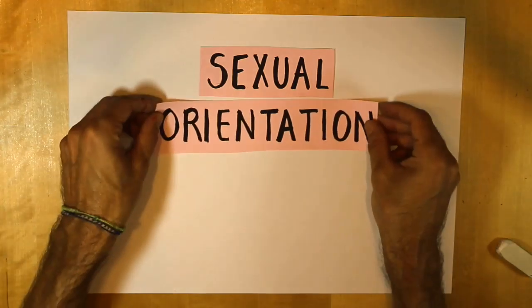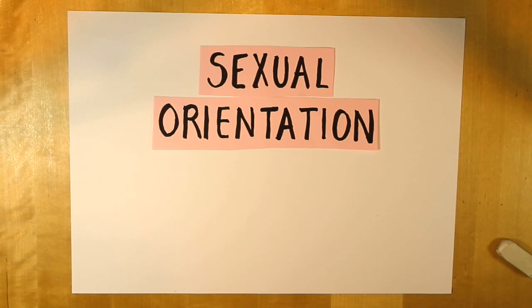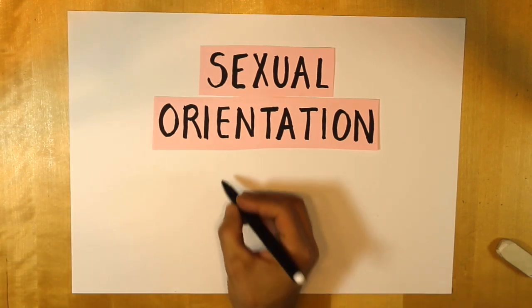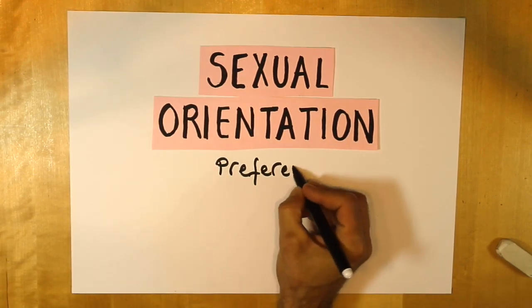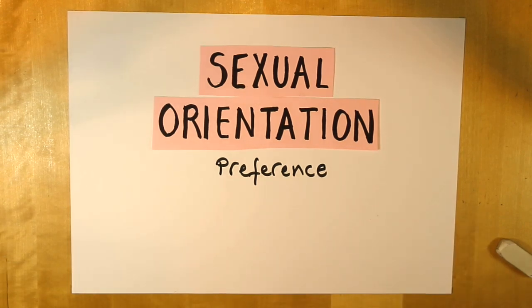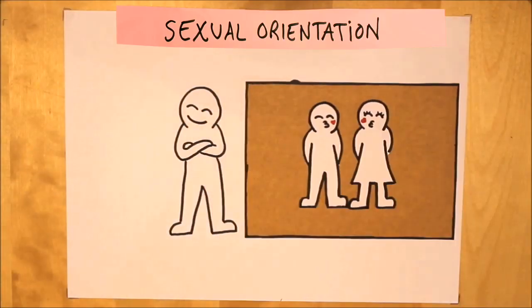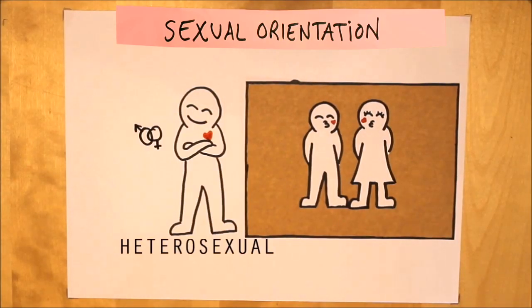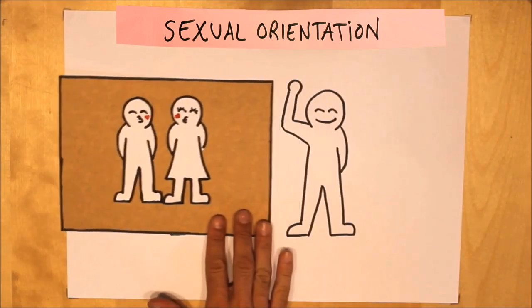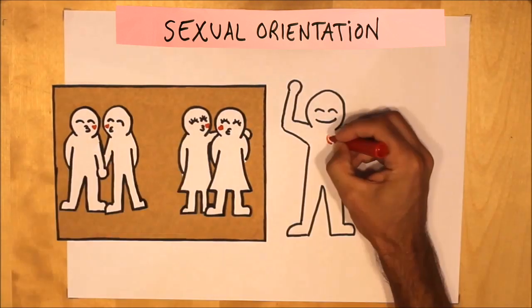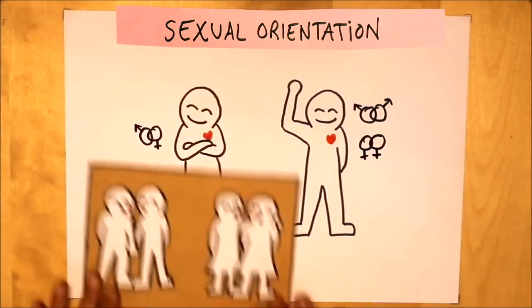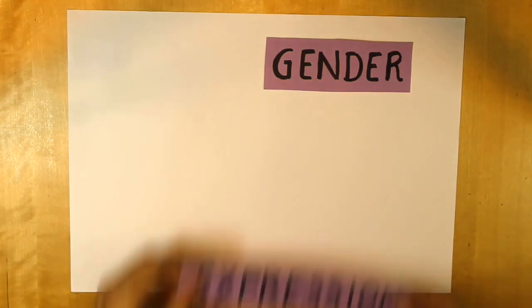Let's move on to sexual orientation, which tends to be a little easier to understand. Sexual orientation is related to your sexual preference. In other words, which sex you feel attracted to emotionally, sexually, and romantically. If you're attracted to people of the opposite sex, you're heterosexual. If you feel attracted to people of the same sex, you're homosexual. Easy, right? Our 4th and final concept is gender expression.